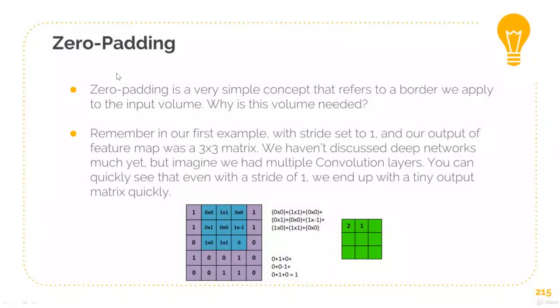So this is how we now get into zero padding. Now, zero padding is actually a very simple concept. It refers to a border that we apply to the input volume. And why is this needed? Well, as you can see in our first example here, when we use a 3 by 3 filter and a stride of 1, we ended up with a 3 by 3 feature map. However, that is still smaller.